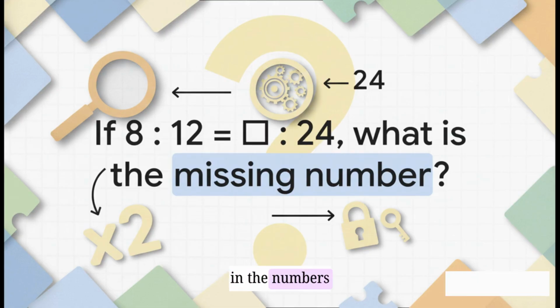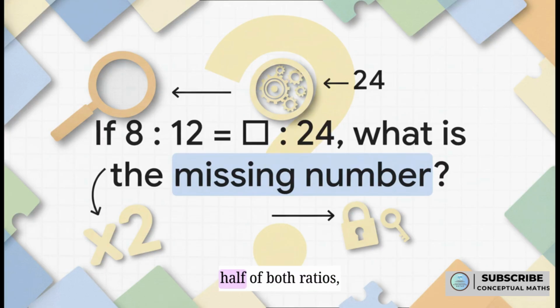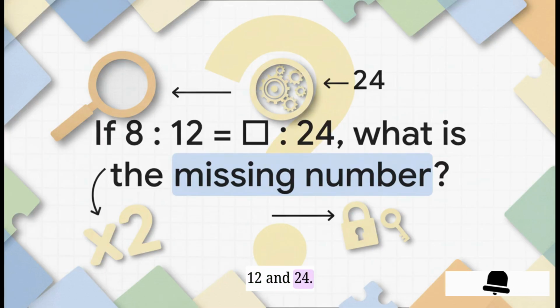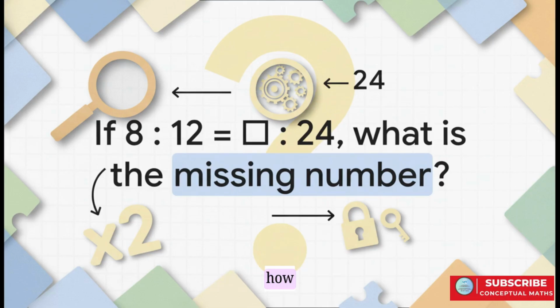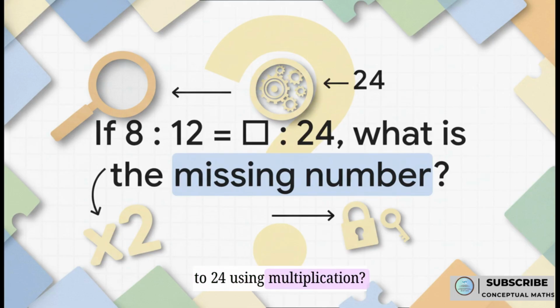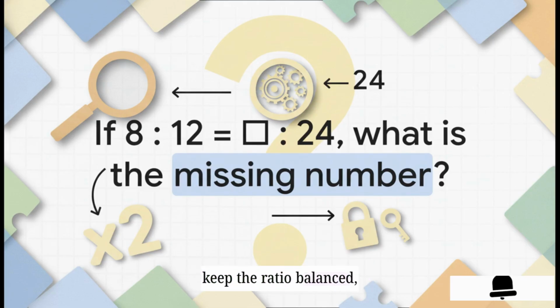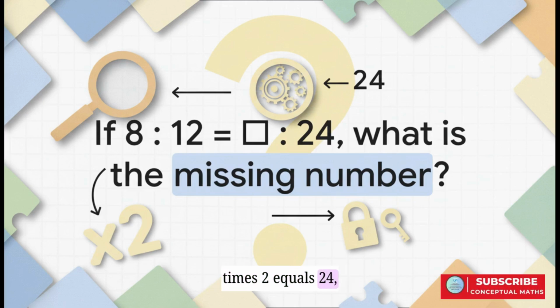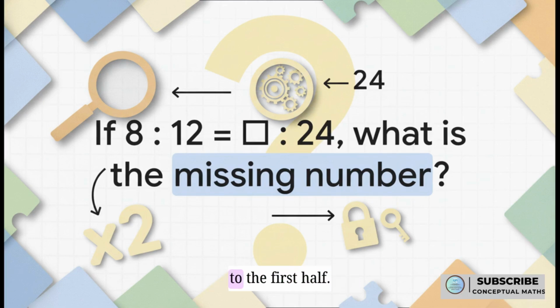Well, we look for clues in the numbers we actually have. We have the second half of both ratios, 12 and 24. Ask yourself logically, how do we get from 12 to 24 using multiplication? We multiply by 2. And because we absolutely must keep the ratio balanced, since 12 times 2 equals 24, we have to do the exact same thing to the first half.